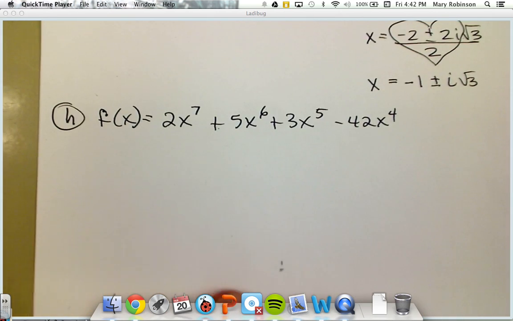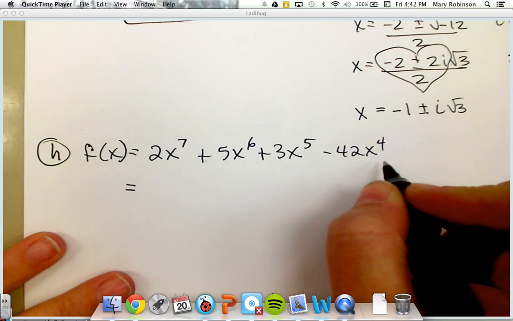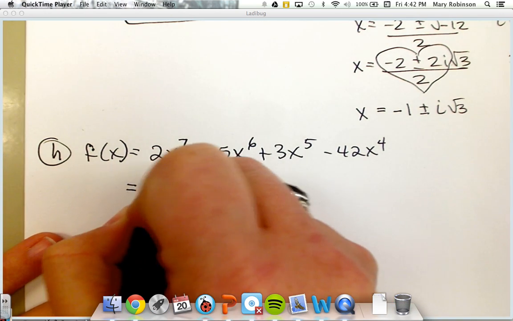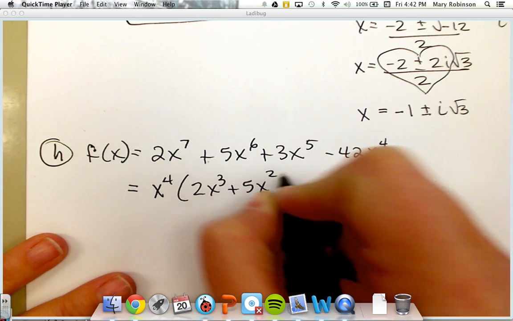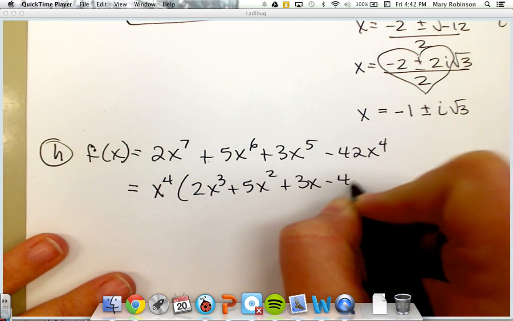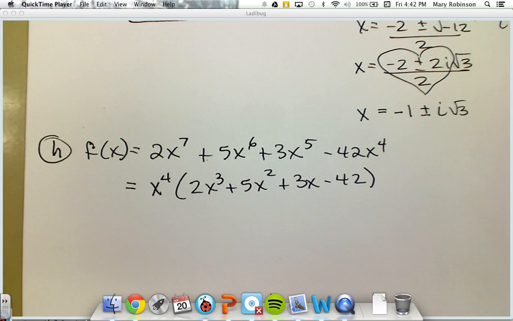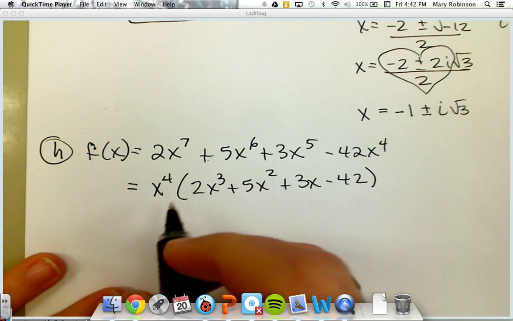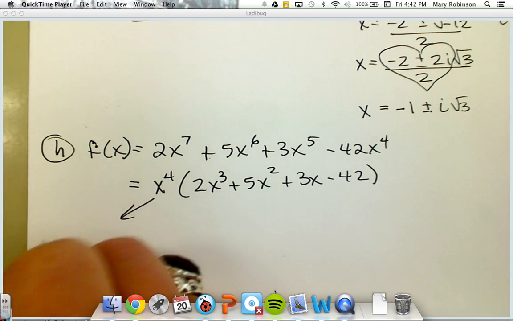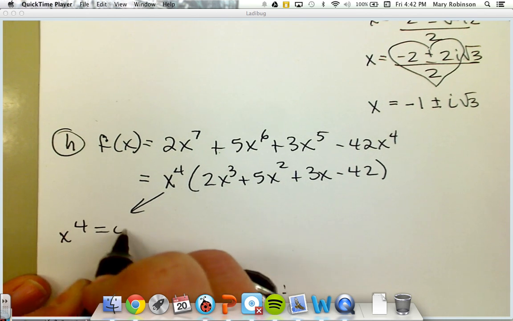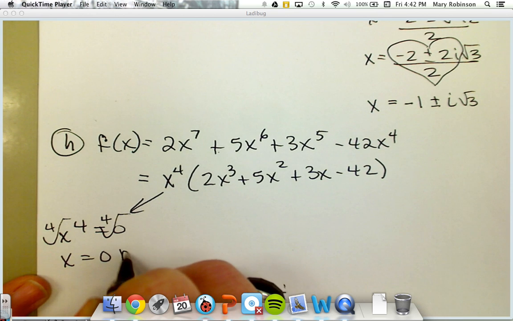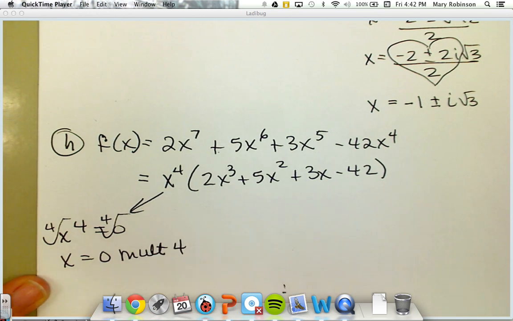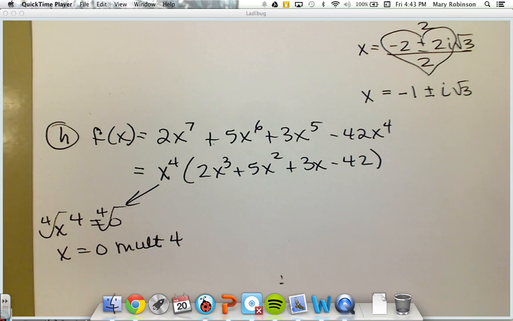So let's go ahead and look at what we can do in terms of factoring. If we look, all of them have at least x to the 4th in them. So I'm going to factor that out first. And that tells us if we set that equal to 0, and we would take the fourth root of both sides, we would still get 0, but we would have multiplicity 4. So that actually takes care of 4 of our solutions.